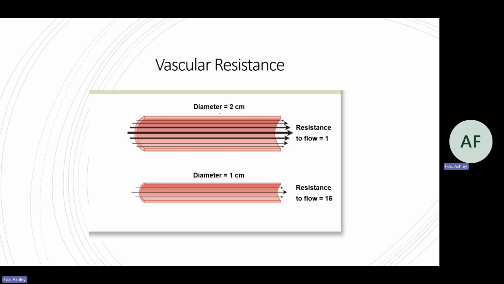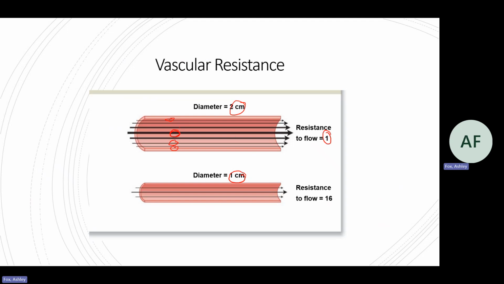Better picture. So this again is looking at the diameter, in this blood vessel it is 2 centimeters versus 1 centimeter. So the flow resistance here is 1. So there you can see these. All these outer thinner layers or thinner arrows are moving slower versus the inner middle layer.